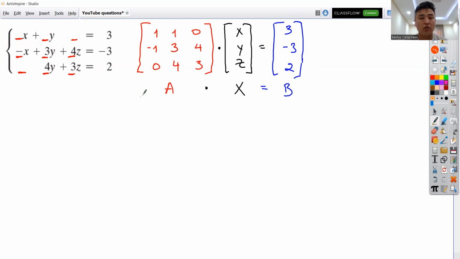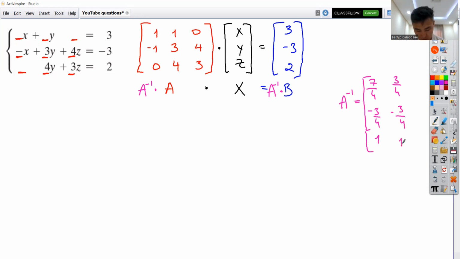But remember from the previous videos, you have to multiply by its inverse on both sides to be able to solve these equations. In this case, I'm going to use the inverse matrix for A right away. I'm not going to solve it because it will take too long. So my inverse matrix will be 7/4, -3/4, 1; then 3/4, -3/4, 1; and the final row is -1, 1, -1. This is my inverse matrix.